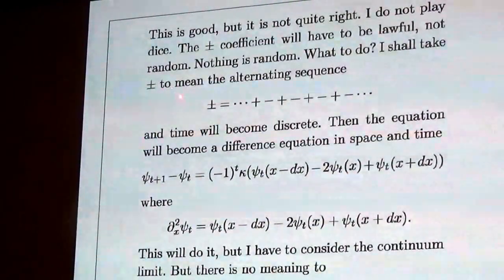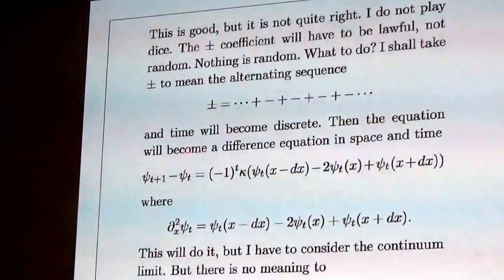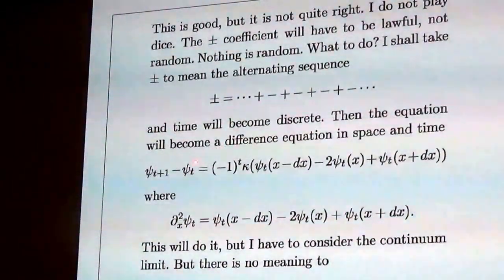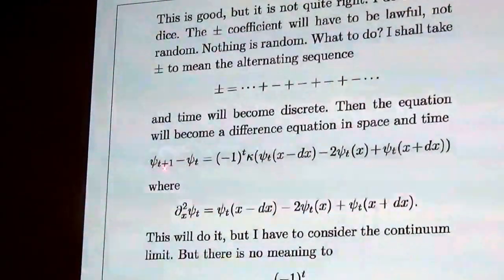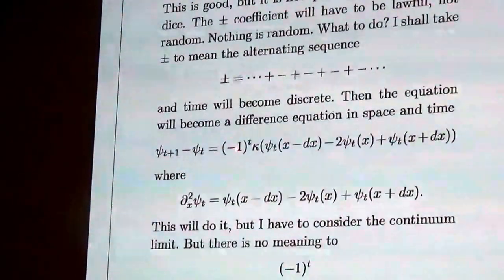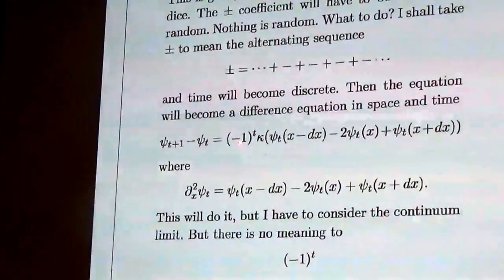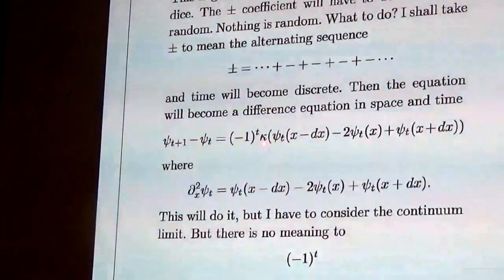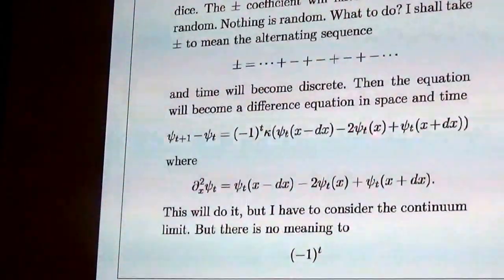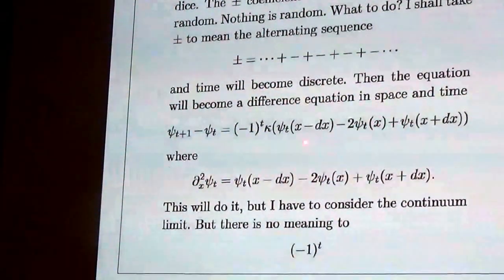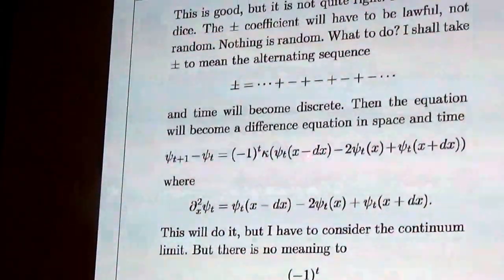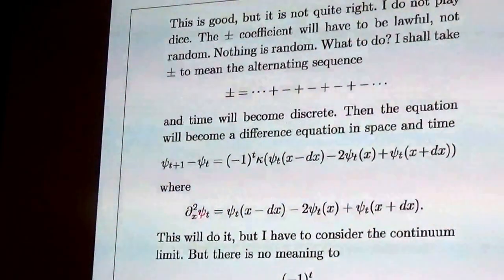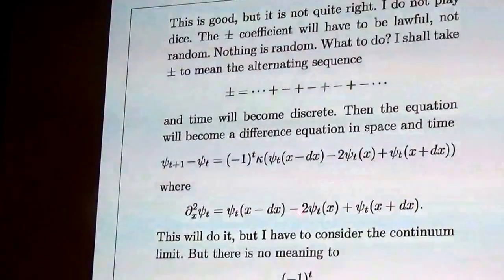I shall take plus or -1 to mean the alternating sequence. And time will become discrete. And then the equation will become a difference equation in space and time. That is, here's the space, the time difference is equal to -1 to the t, where t is the t for time, 1, 2, 3, 4, and so on, kappa, that same constant, times the second difference here. And I've eliminated, for the sake of display, the things that I should be dividing by, so that I have the second difference in x is equal to this gadget here.